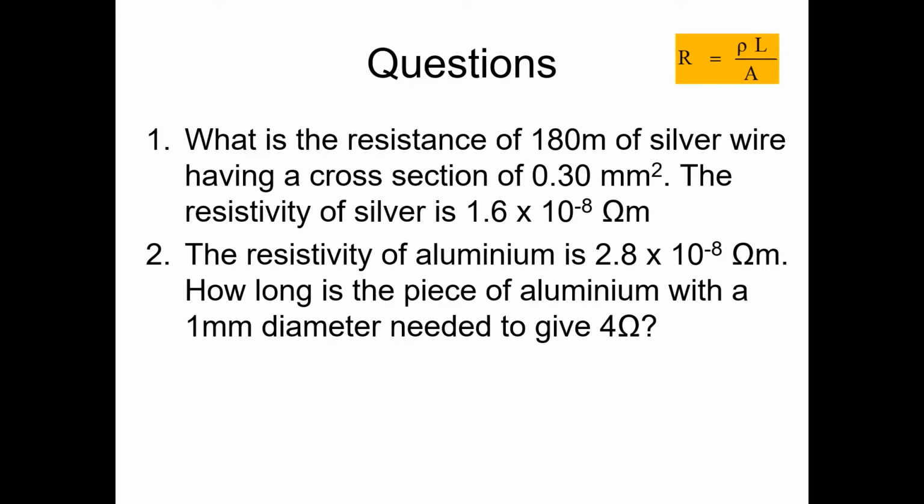Now for question 1, you need to convert the millimeter squared into meter squared. So you need to convert that. What is the conversion? Find it out yourself. See if you can work it out. Okay, well, 1 millimeter is 10 to the minus 3 meters. So 1 millimeter squared is 10 to the minus 3 meters all squared. So therefore, 1 millimeter squared is equal to 10 to the minus 6 meters squared.